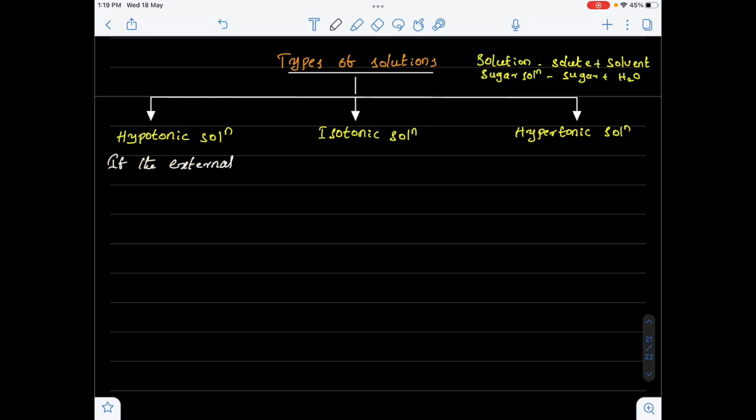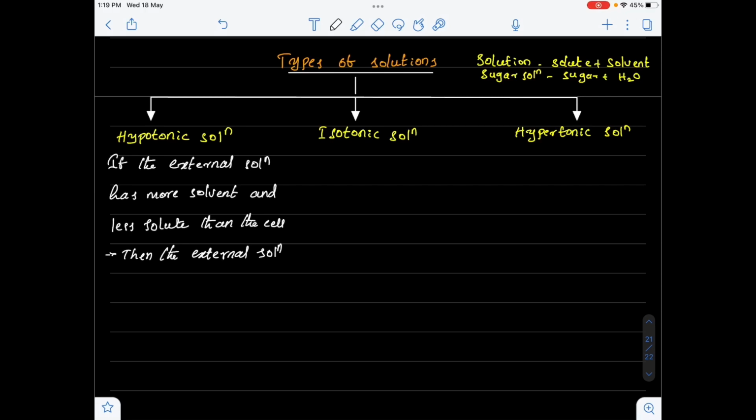If the external solution has more solvent and less solute than the cell, then the external solution is said to be more dilute than the cytoplasm of the cell.